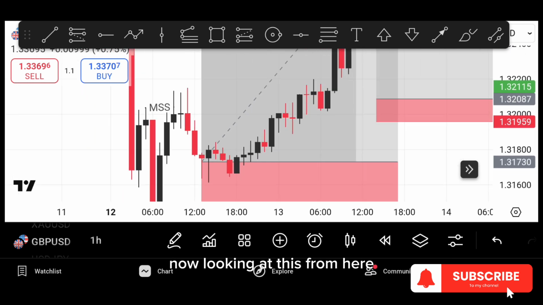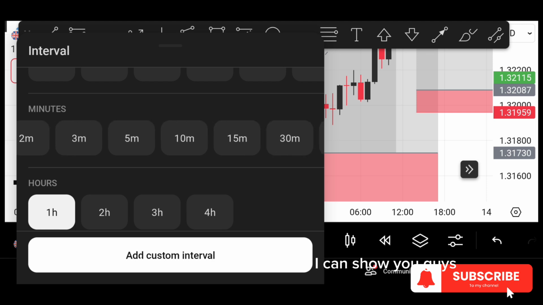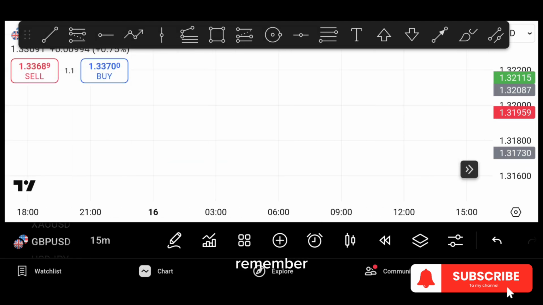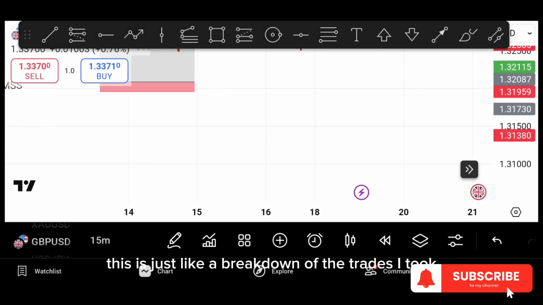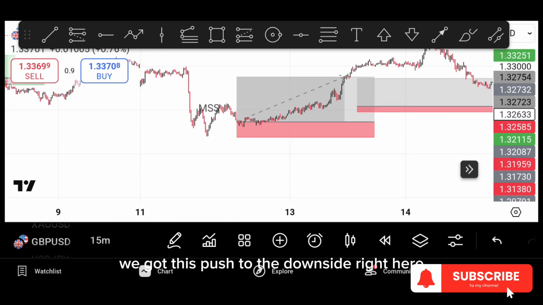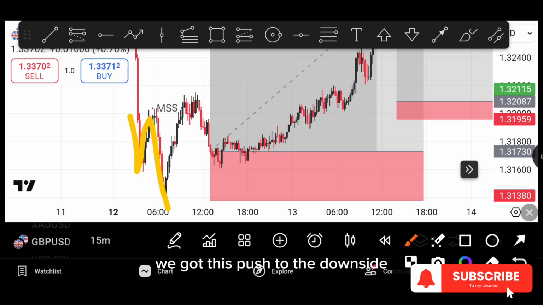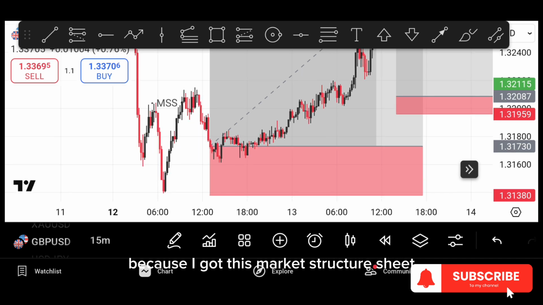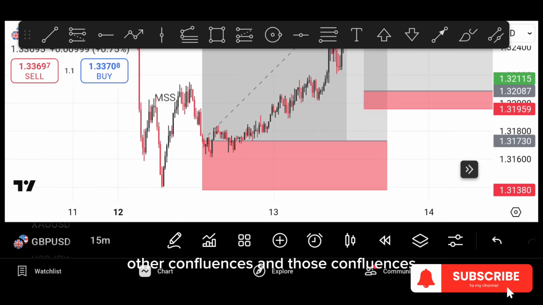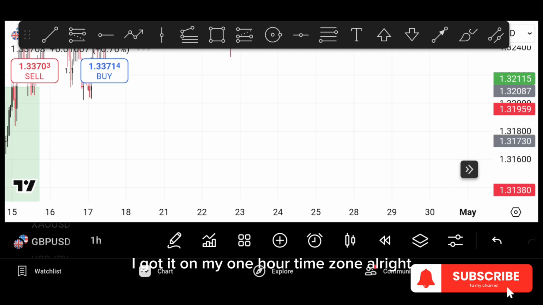Now looking at this, let me drop to 15 minutes so I can show you guys. Remember, this is just a breakdown of the trades I took. Now, from the 15 minutes, we got this push to the downside right here, and price came all the way back up. Now, this is a market structure shift, right? Because I got this market structure shift, I needed to check other confluences, and those confluences I got on my 1 hour time frame, right?